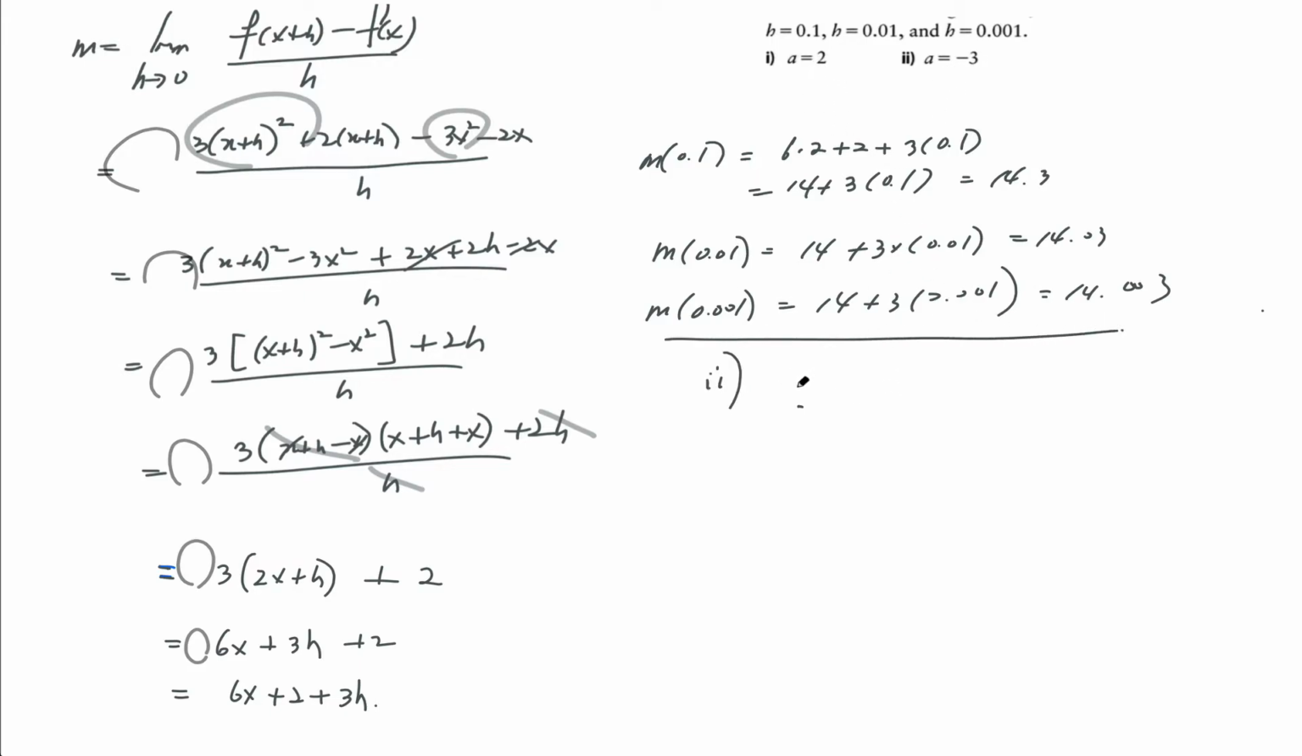For when a equals negative 3, without showing all of this, it's going to be 6 times negative 3. The slope is this plus 2, so it's negative 16.